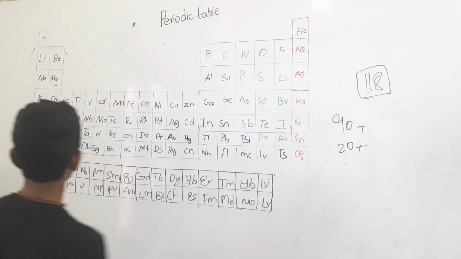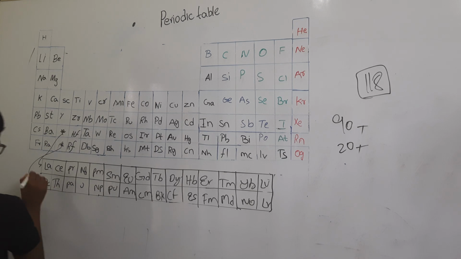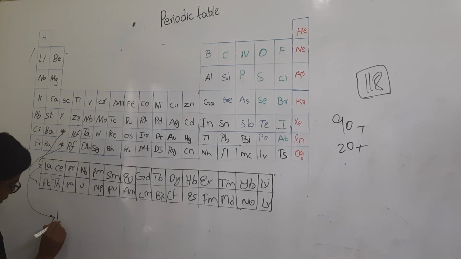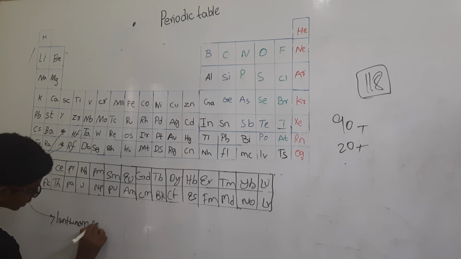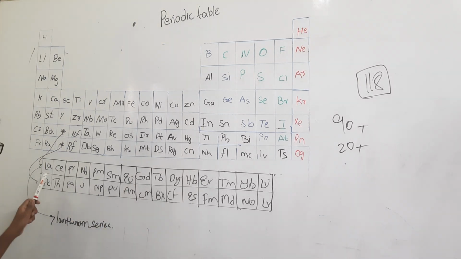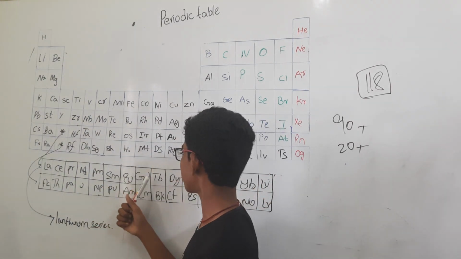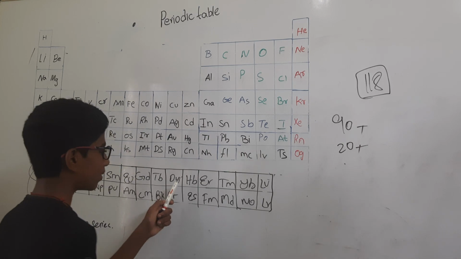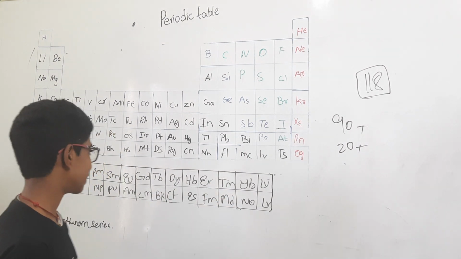After cesium and barium, we have to enter the lanthanum series. What is this known as? The lanthanum series: lanthanum, cerium, praseodymium, neodymium, promethium, samarium, europium, gadolinium, terbium, dysprosium, holmium, erbium, thulium, ytterbium, lutetium.